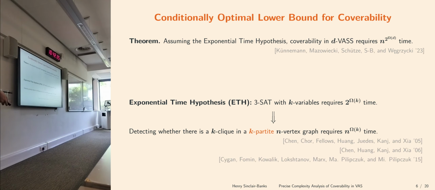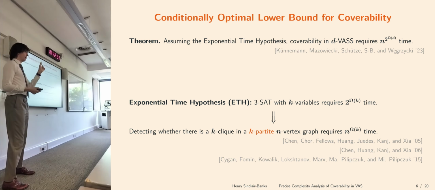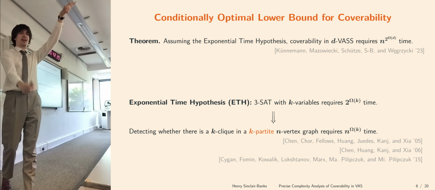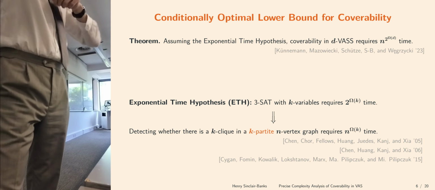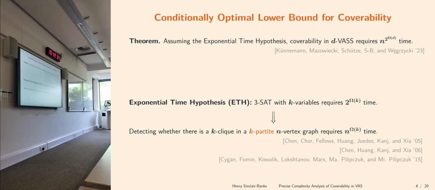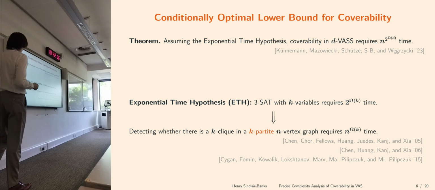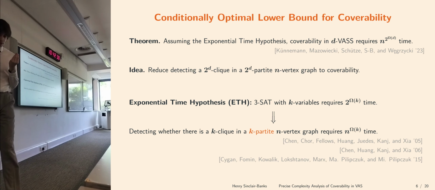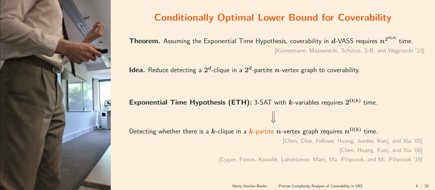And I want an even more precise statement. I want k-partite. So I'm going to split my vertex set into k subsets, and I want my clique to have 1 node in each vertex subset. And we're going to use this result in the following. We're going to devise a parameterized reduction to coverability.